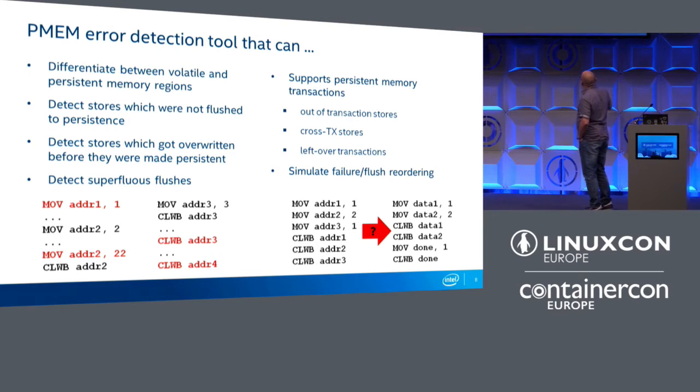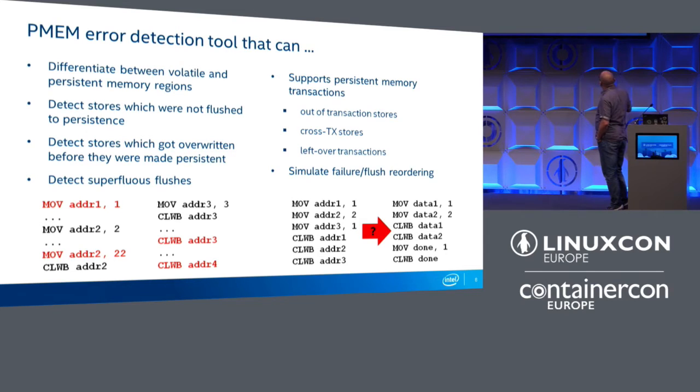And here is the interesting problem, about this flush reordering. Here we have three stores to different locations and three flushes. It looks like somebody made a couple of modifications and wants all of them to be flushed at the same time, so that those stores are atomic. But in practice, if there is a power failure or crash before those flushes are executed, we don't know what the result in memory is. It could be that this is executed, or this, or nothing.